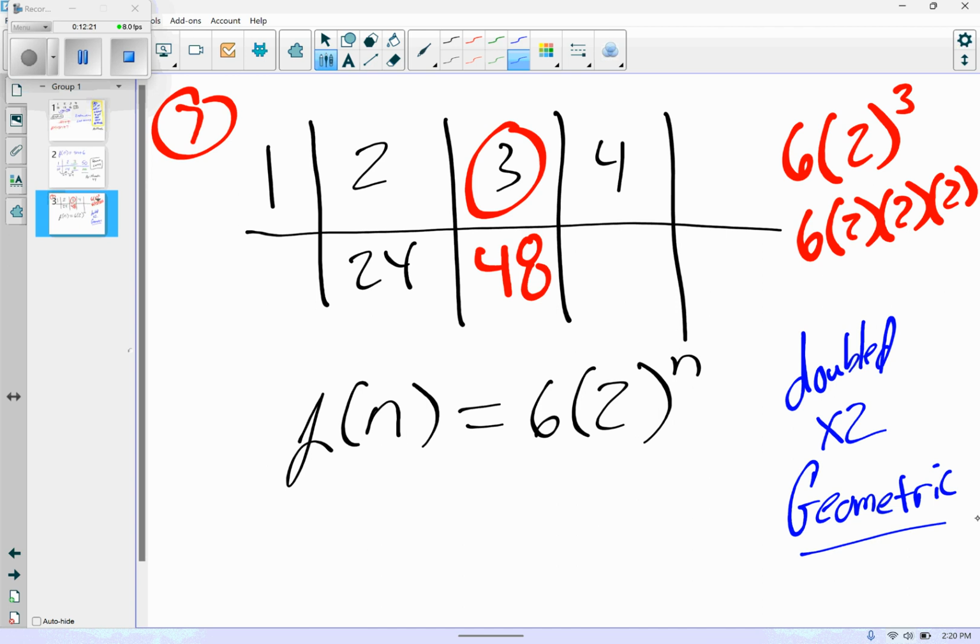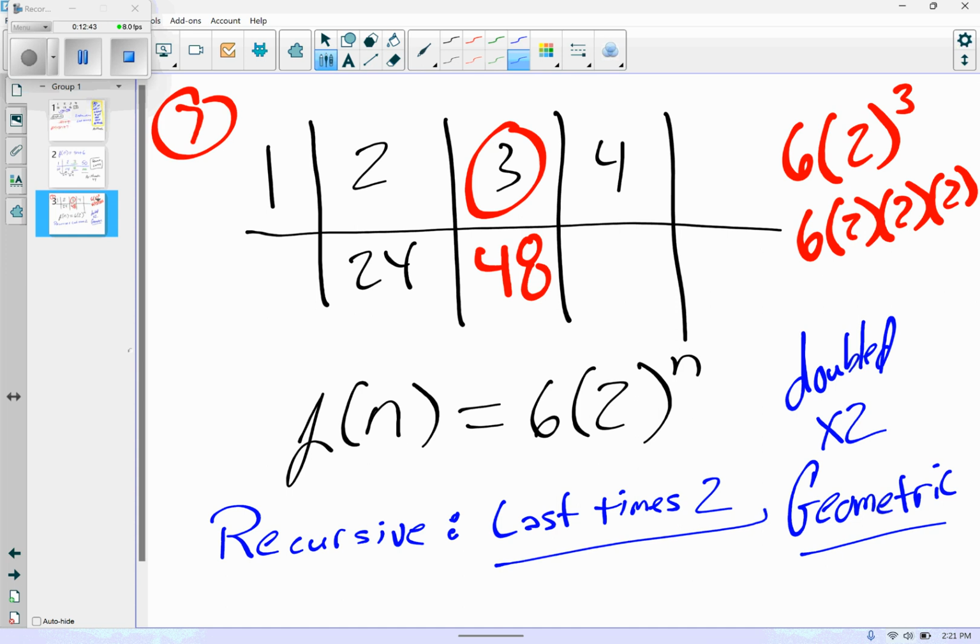Okay? So that's kind of the term there. And then the recursive function. Spell it right? Recursive. All right. Last times 2. That's kind of what's taking place. The explicit is the actual equation. What am I doing? I'm taking the last term and multiplying by 2. For geometric, is it multiply and divide? Yes, it is.